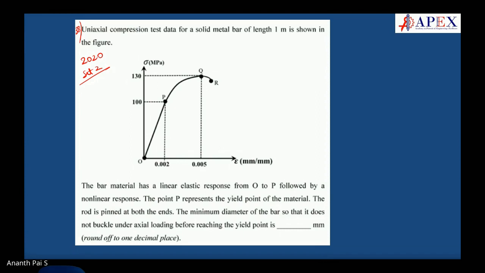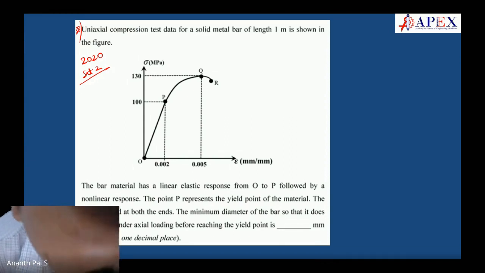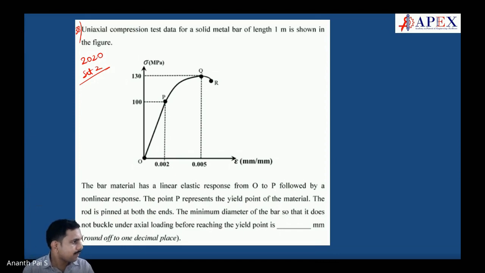Got it, students? Solve. What has to happen? It is P by A. That's it. Okay, you have to calculate the P critical. That's it.